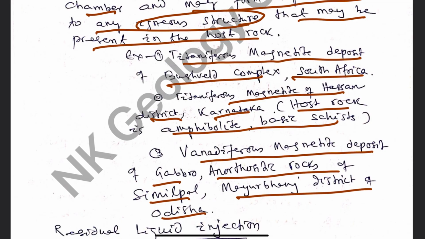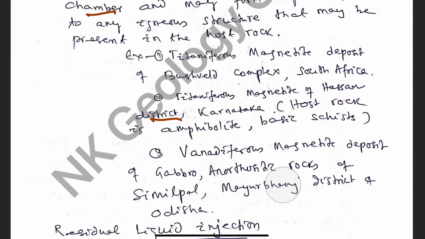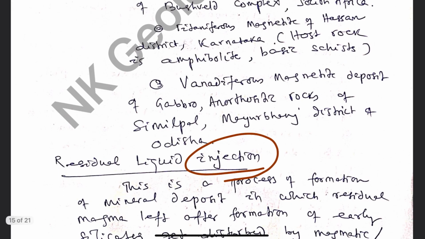So here it is, the host rock is gabbroic and anorthositic, and the mineral deposit is magnetite. So these are late magmatic segregations or residual liquid segregations. Then residual liquid injection. So here the residual liquid will be injected, where residually produced minerals are found to be injected into the contact, like that of injection in early magmatic deposit.